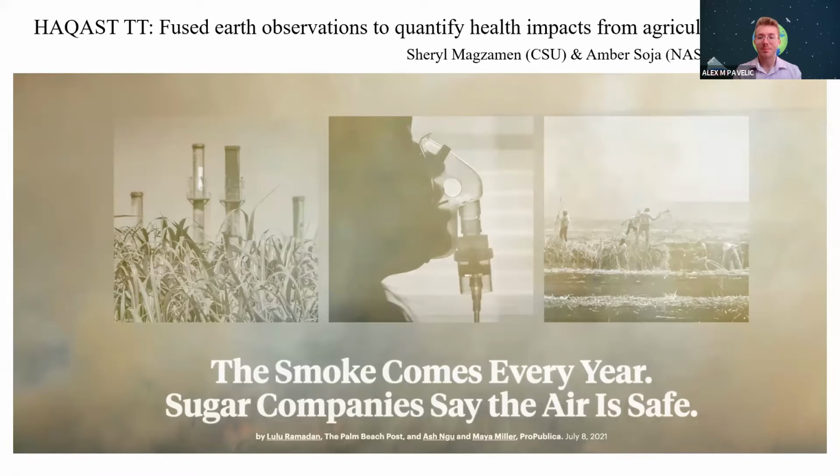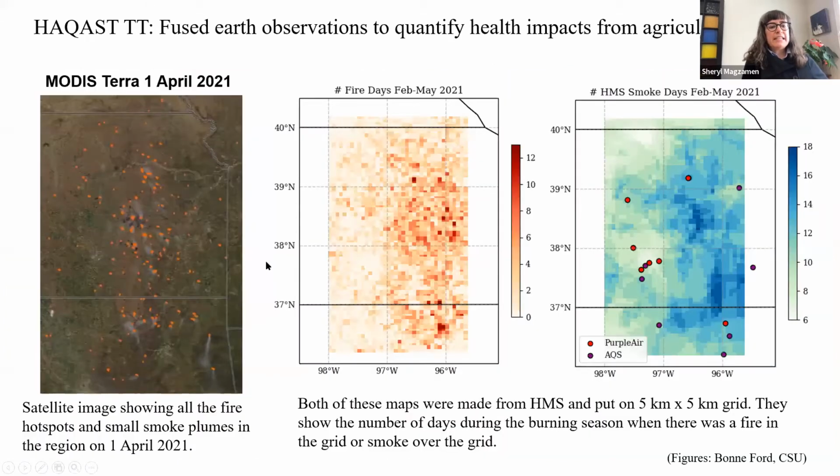Thanks, Alex. Sure. So the HAQAST team that I co-lead with Amber Soja is addressing the smoke that comes from not only these agricultural burns in Florida, but other burns that happen in Kansas as well. Next slide, please. So this is some of our data trying to, again, understand, for example, the Flint Hills burning in Kansas, using satellite images showing fire hotspots and small smoke plumes, and trying to understand not only where fire days occur, but where smoke emanates from these fires.